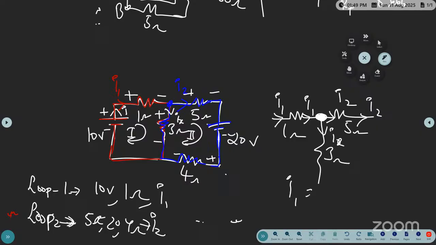So I1 is the current which is entering towards the node, equal to the algebraic summation of currents leaving. Which currents are leaving?